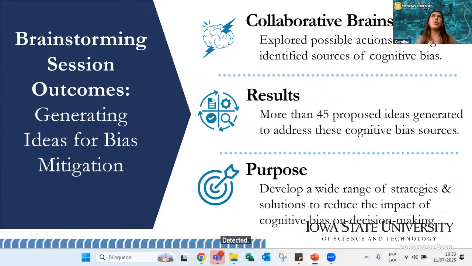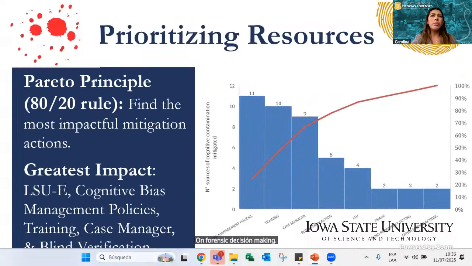And then the goal was to develop a wide range of strategies and solutions to reduce the impact of cognitive contamination on forensic decision making. So a Pareto diagram was created to prioritize efforts and resources by relating action categories for mitigating bias to the number of identified contamination sources. So our key actions with greatest impact, we have cognitive bias management policies.